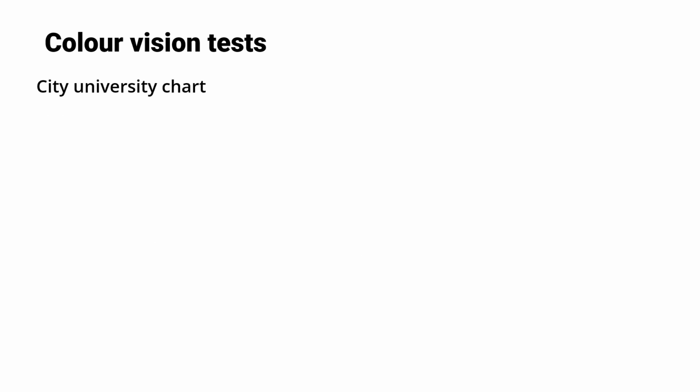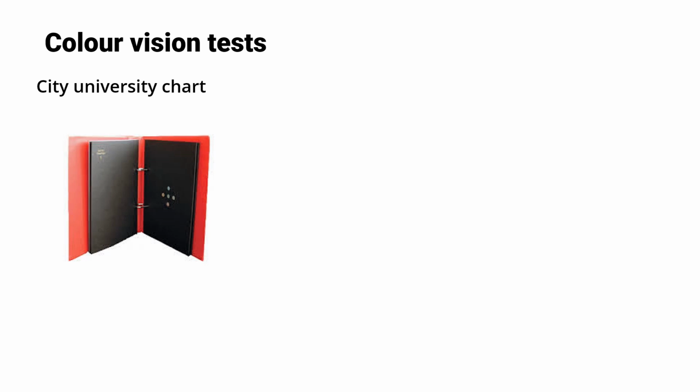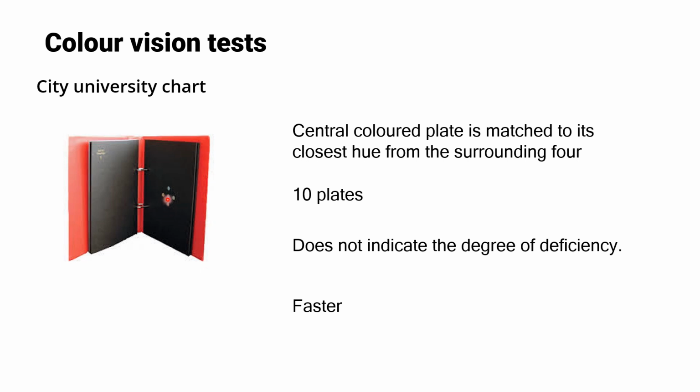The next is the City University chart. It was started in New York. Here you have a central colored plate and four colors surrounding it. The patient is asked to match the closest hue to the center one. He has to compare with the four hues in the surrounding and say which one is closest. This is only 10 plates. Again, it does not indicate any degree of deficiency, but it is faster.